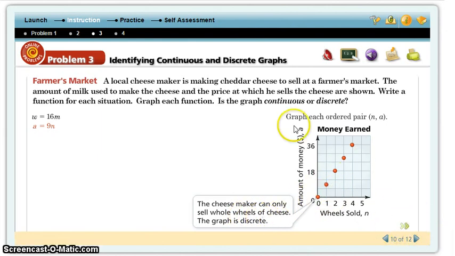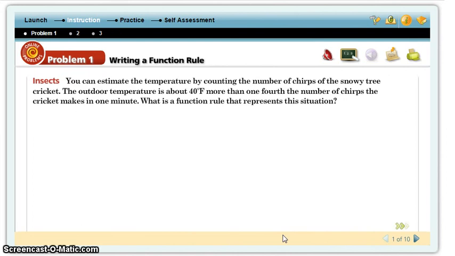Okay, so a good example of continuous and discrete graphs. Now we're going to move on to actually writing functions. Now, writing a function rule is just a little bit different. You're going to have word problems most of the time, and you've got to pick out the important information. So we're going to do one example here, and they really break this down really well on how to write a function rule.